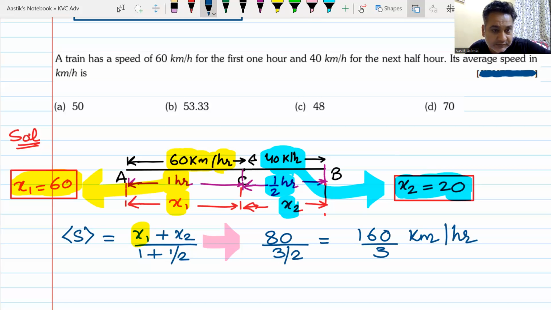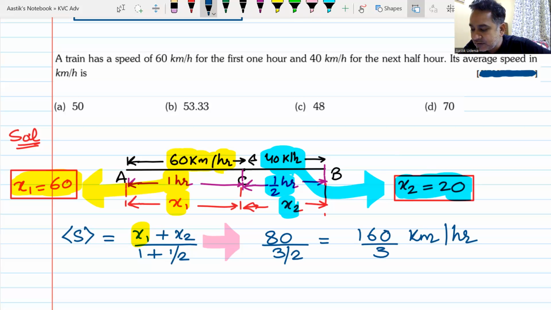If you could have done this, congratulations. This one part of this topic of average speed is probably clear in your head. Yes or no? Yes, sir. I'll give you one question for your homework, and I hope you try this at your place. Yes or no? Yes, sir.